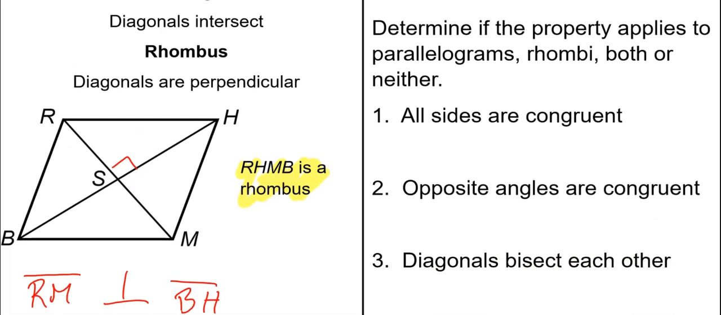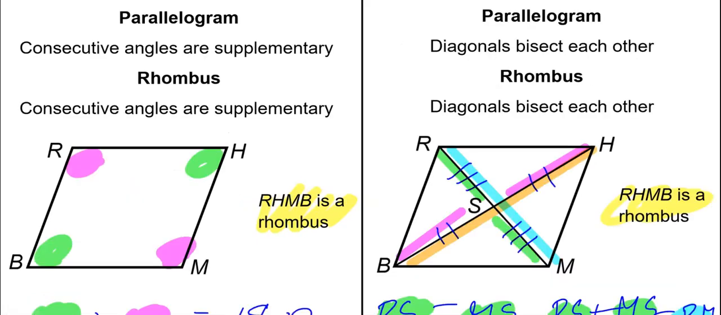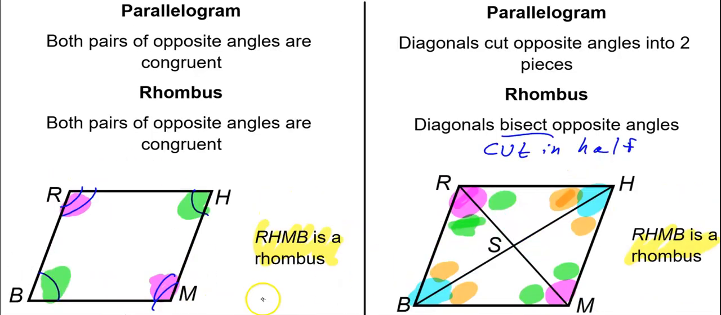All right, so a rhombus, got to know all your properties. So it has all the properties of a parallelogram. It has those 5 properties, but it added some new ones. The diagonals are perpendicular. That's specific just to a rhombus. Nothing new here. My consecutive angles are still supplementary. My diagonals still bisect each other.